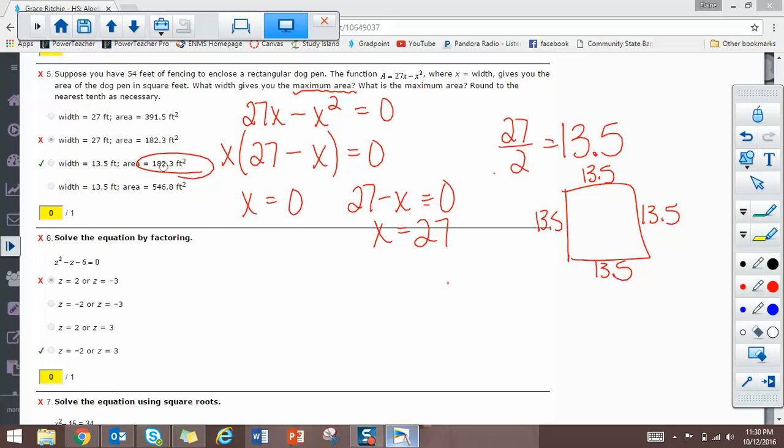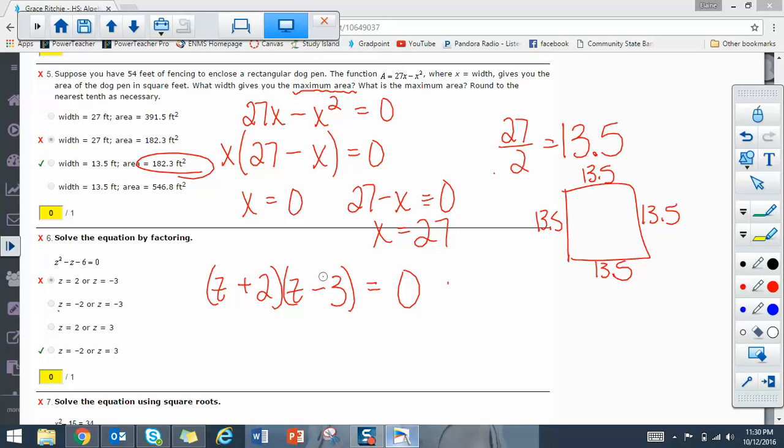Number 6 wants you to solve by factoring, so every time I factor I always set up a set of parentheses. This time I don't have a coefficient in front of the z, so the z's just go in the front of each set of parentheses. The back number is negative here, so I need one of each sign. Because the 6 is negative, the sign should be opposite. And I need to get a negative 1 in the middle. So I'm going to do positive 2 and negative 3.